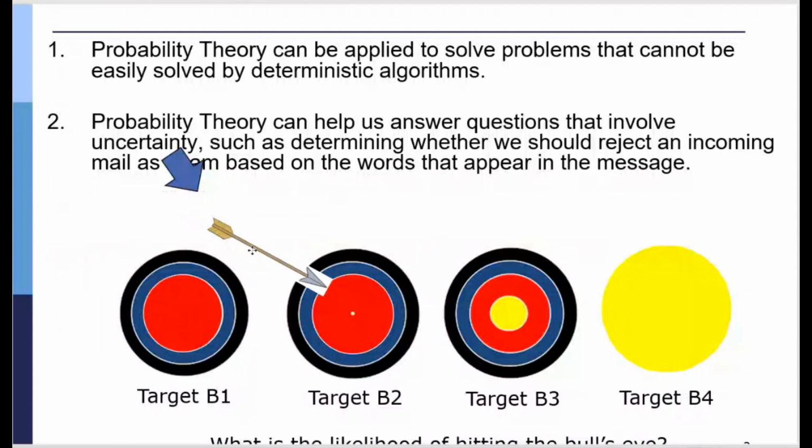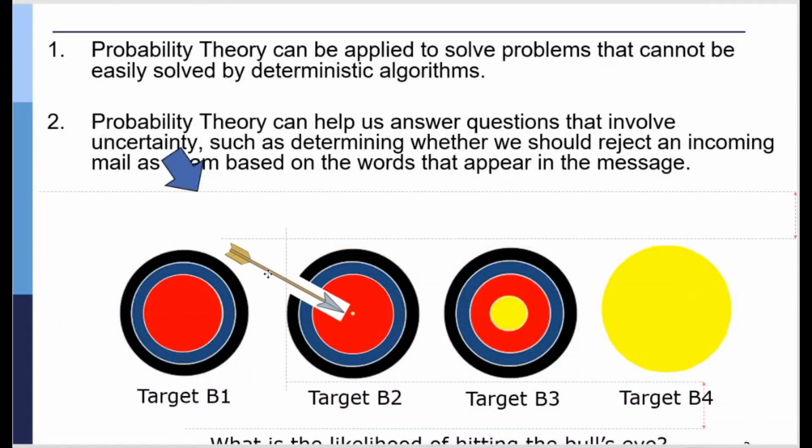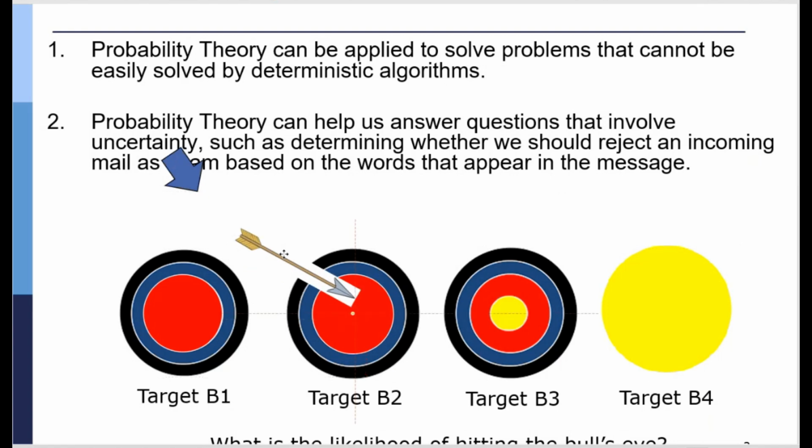But look at the second one. If I shoot my arrow, boom, didn't hit. But still, there's a possibility I hit the bullseye if I'm a very sharp shooter, right or not? But the chance of hitting is quite difficult because you see the bullseye is very, very small. Now let's look at the third target. What is the possibility of hitting the bullseye? Is it better than the second target? Than B2? The answer is yes, right?